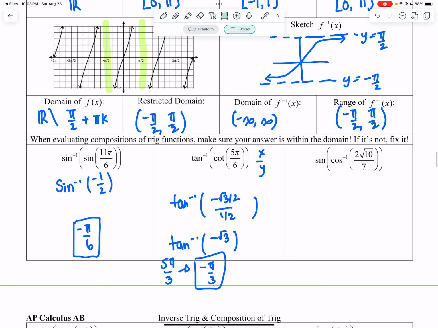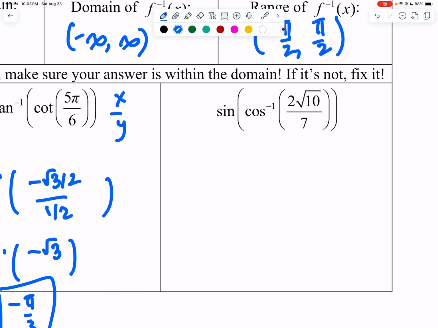So 5 pi over 3 becomes negative pi over 3 as our answer. Now, looking at number 3 here, sometimes you might not have unit circle values, and what you have to do is probably draw a triangle based off of the information that you are given. Now, we are given the sine of inverse cosine of 2 root 10 over 7. For this particular question, we need to think about where inverse cosine is located. In this case, we know that inverse cosine is in quadrants 1 and 2.